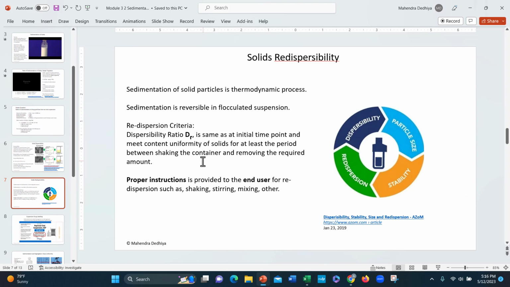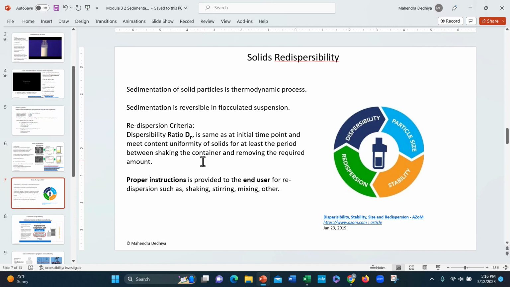Solid redispersibility is extremely critical in pharmaceutical preparations. Many pharmaceutical preparations are flocculated systems. Well, they sediment, and it's a thermodynamic process as explained by Stokes' law. Sedimentation is reversible for flocculated system. Redispersion criteria are based on dispersibility ratio. Upon shaking of a container, it needs to return back to its original particle size and distribution.